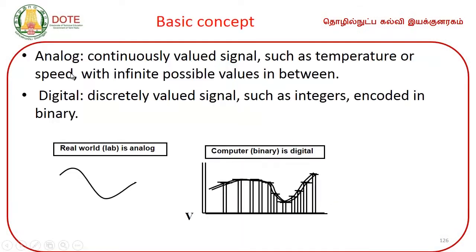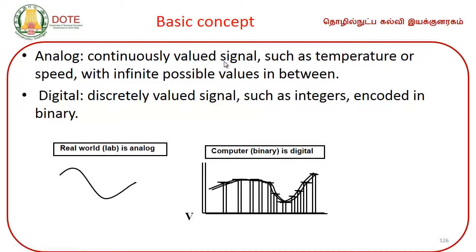Now, let us understand the basic concept of analog signal and digital signal. What is an analog signal? Students, you must be familiar with the word analog. The word analog refers to a continuously valued signal with respect to time.